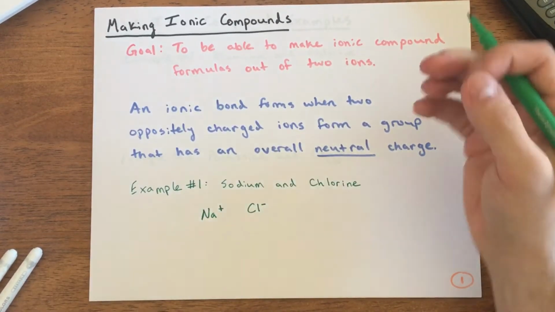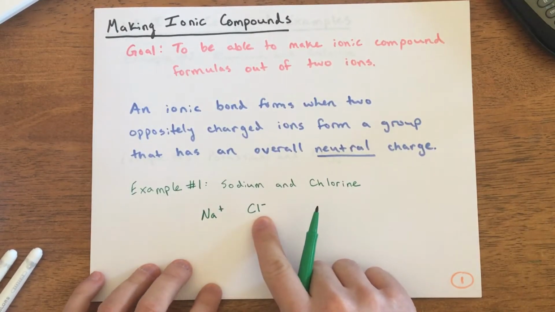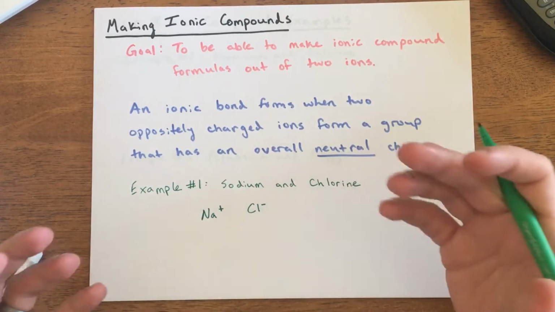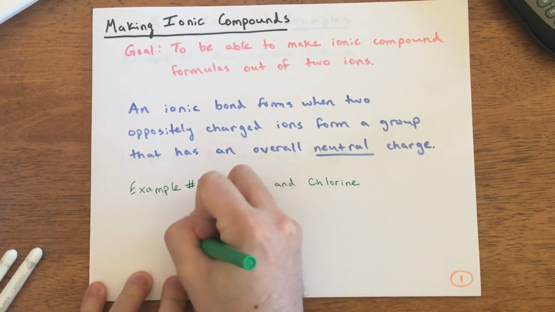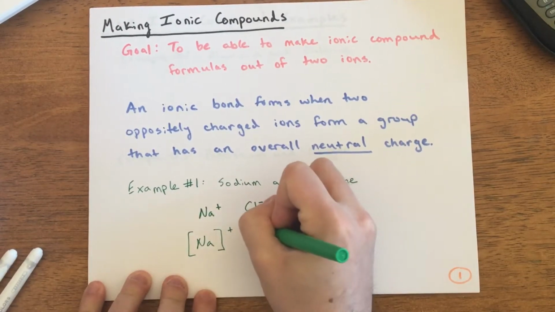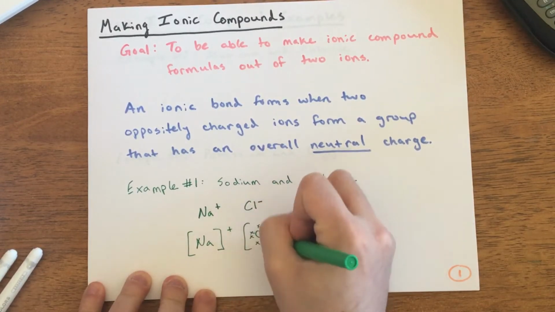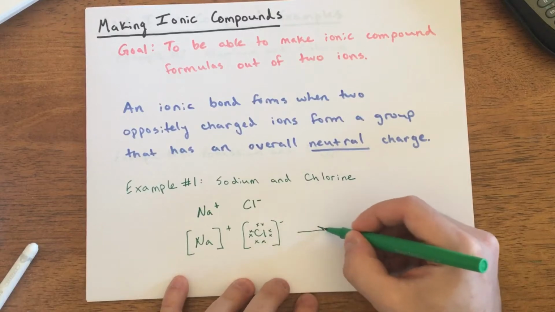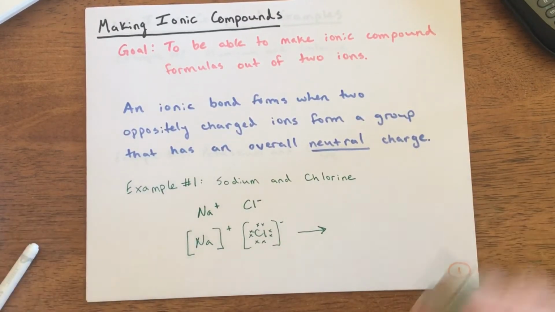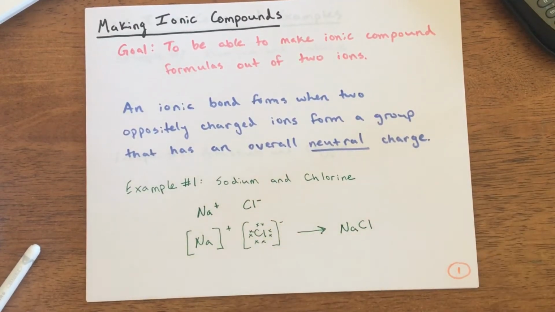Now, the rule is it must have an overall neutral charge. The plus one from sodium will cancel out the negative one from the chlorine. They're not exchanging electrons at all. If we were to draw their ion forms in full, it would be something like this, where chlorine now has 8 valence electrons and has a negative 1 charge, and sodium has a positive charge because it lost an electron. To write the formula, we just need one of each. For every sodium we have, it will cancel out a chlorine. So to write the formula for this, we just write NaCl. We don't have to write any subscripts.